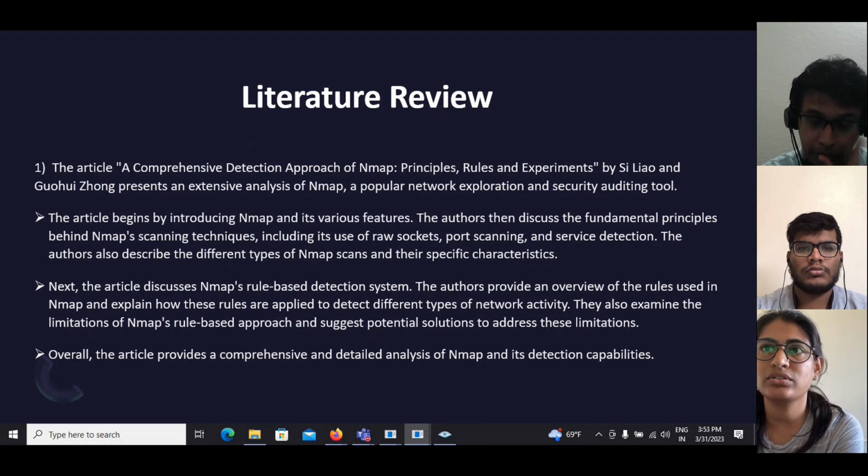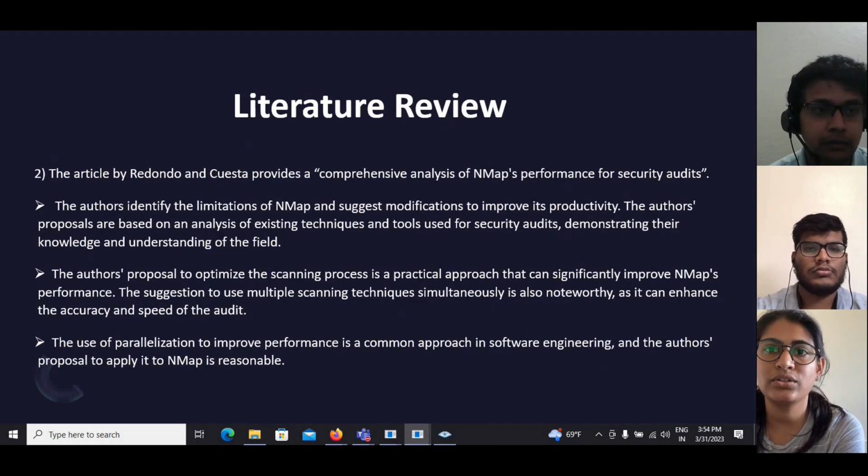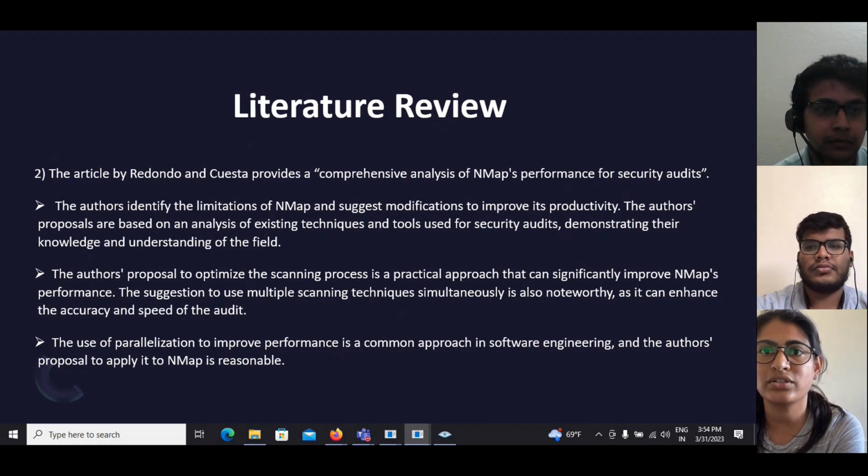And in the next slide, I'm going to explain about literature review paper 2. The article by Redondo and Kiosta provides a comprehensive analysis of Network Mapper's performance in security audits. The authors identify the limitations of Network Mapper and suggest modifications to improve its productivity.